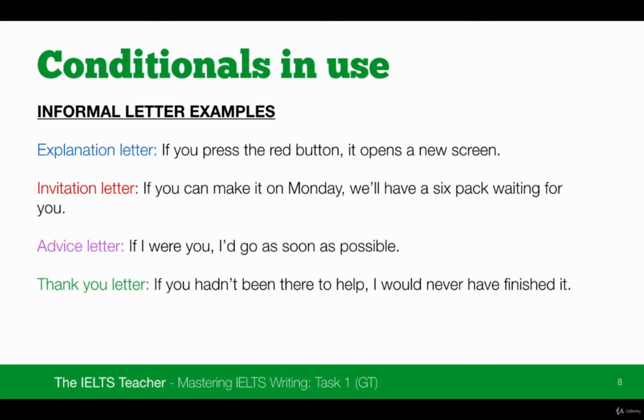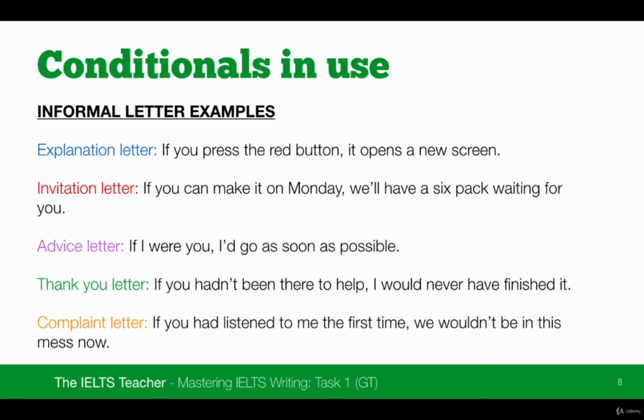A thank you letter. If you hadn't been there to help, I would never have finished it. So here, the third conditional, very useful in a thank you letter to talk about how things would have been different if that person hadn't helped. Third conditional. Again, subject, past perfect in the dependent clause. In the independent clause, in the result part, we want would plus have plus past participle, or would not plus have plus past participle. Okay, you can also add a never in there to emphasize.